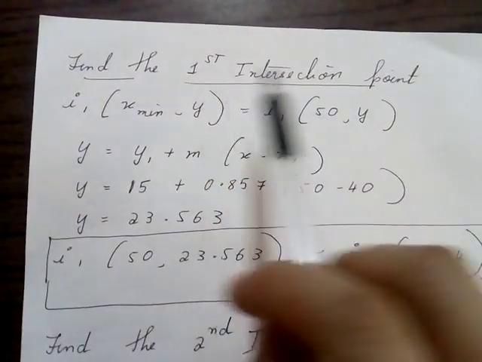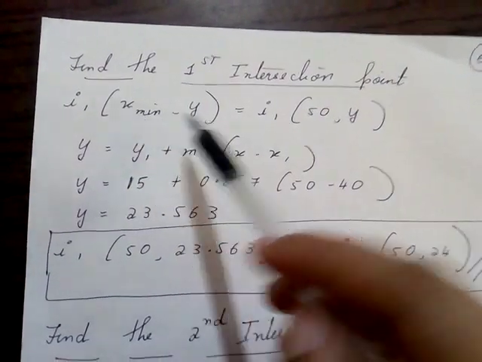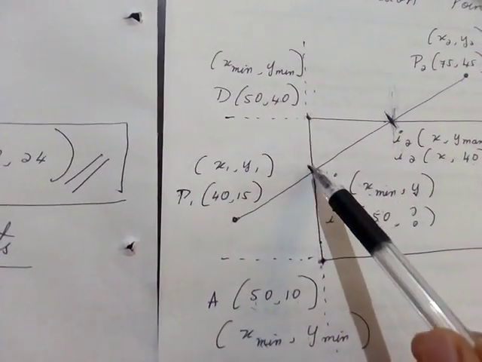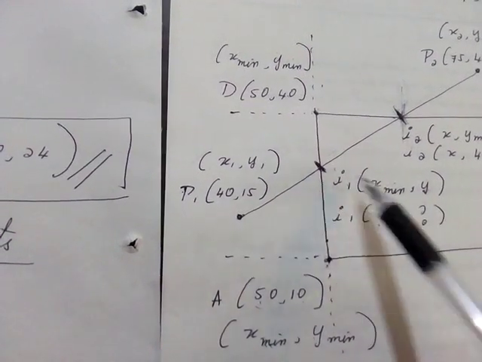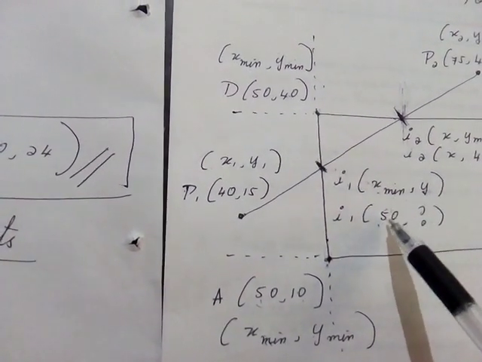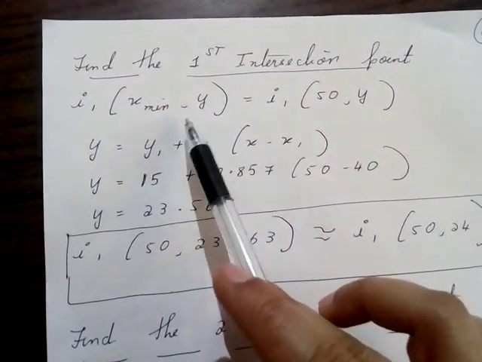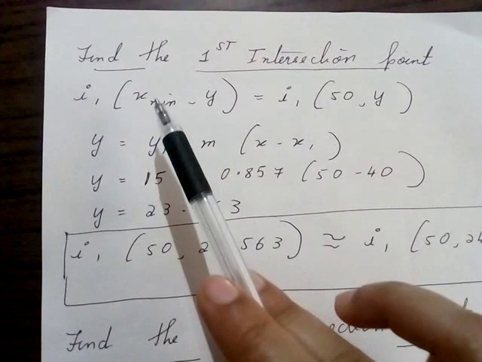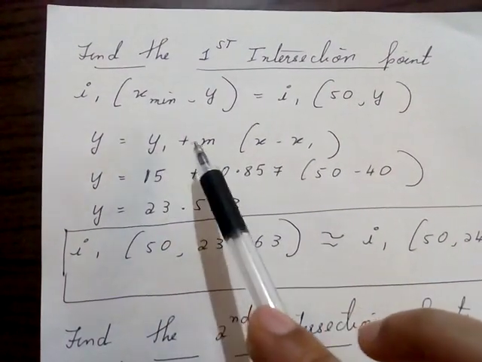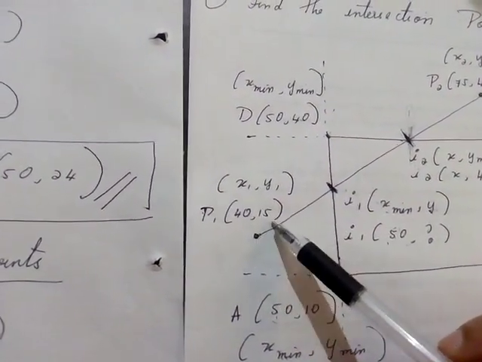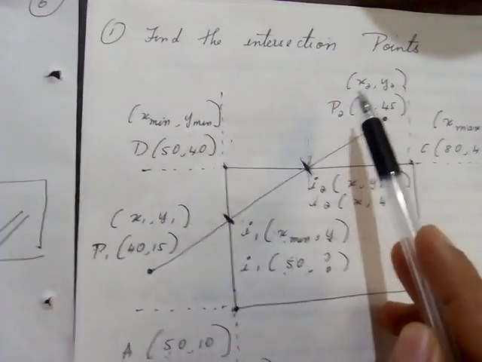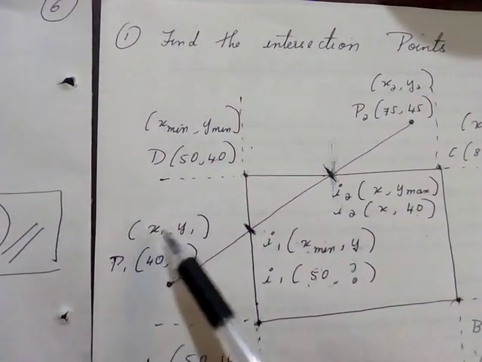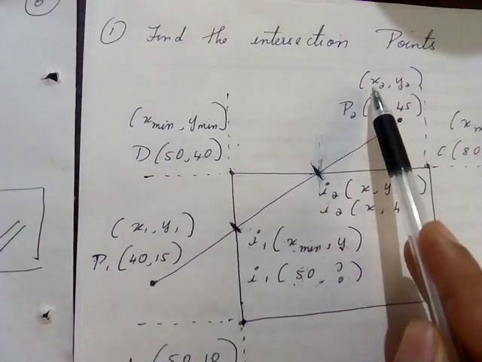Now we'll find the first intersection point, that is I1, x minimum comma y. So we are finding I1. Here I1 is nothing but x minimum comma y. X minimum we know is 50. Now we have to find out the y value. The formula for finding y is y1 plus m times (x minus x1), because this intersection is considering this point. So we have to take x1, y1, not x2, y2. For I1 we should consider x1, y1, and for I2 we should consider x2, y2.